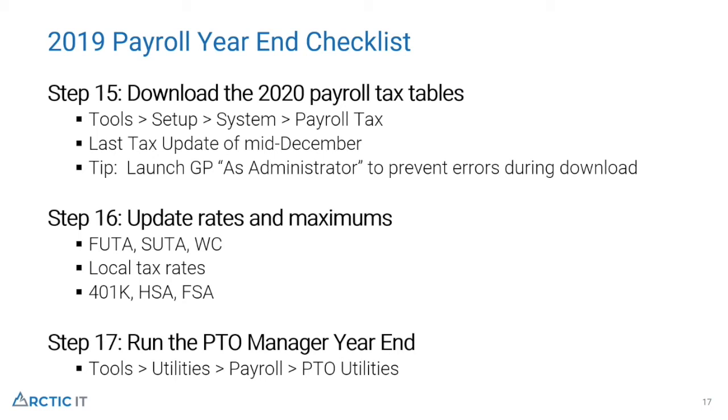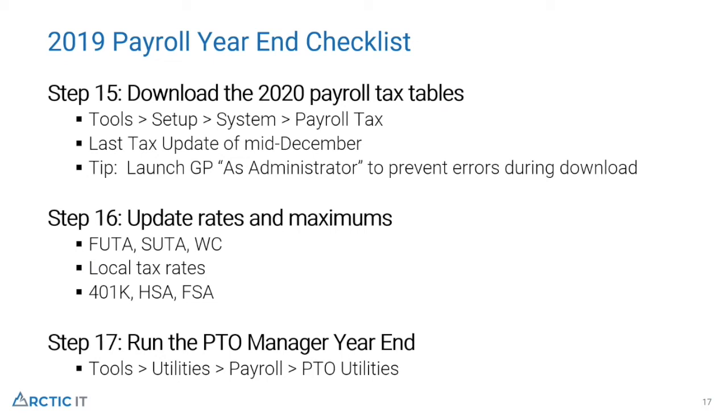Step 16 is to update your other rates and maximums and your employee elections as well. So you'll have your individual employer, FUTA, SUTA, workers' comp rates that may need updated, new changes to your local taxes and rates, and then increased maximums for 401k, HSA, FSA, all of your employee changes from open enrollment that need to get in, new rates for plans that need to be rolled down. So all of that happens in step 16, which is a lot of information. So make sure that you get all of that stuff in the system and updated for employees before your first 2020 payroll.